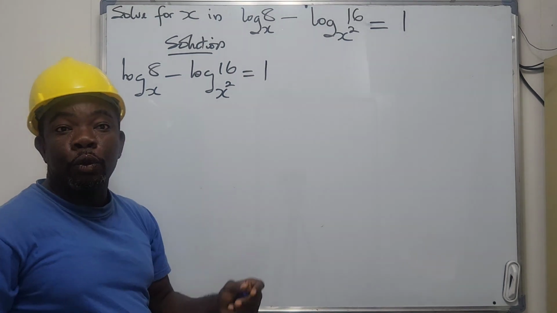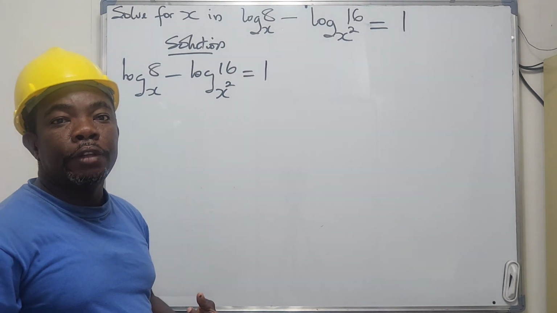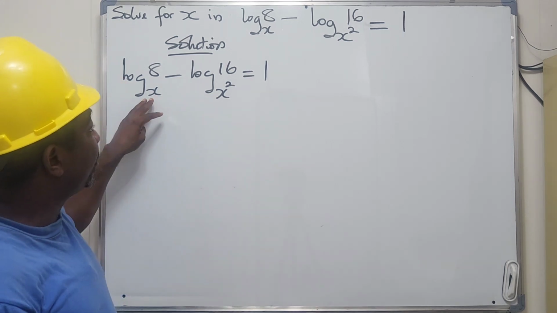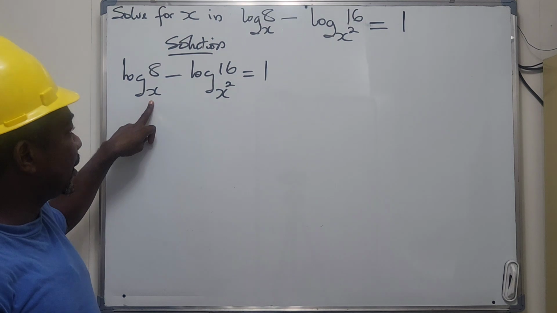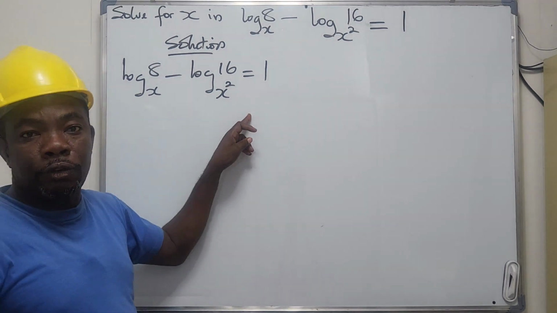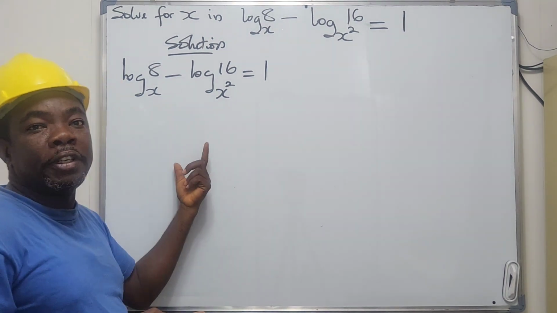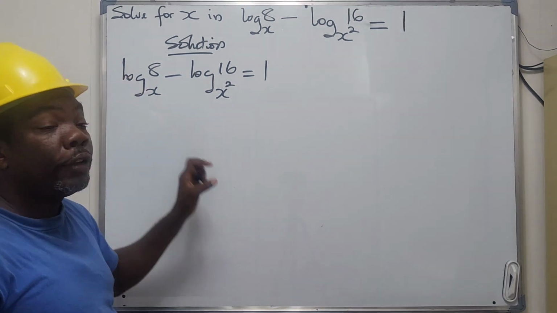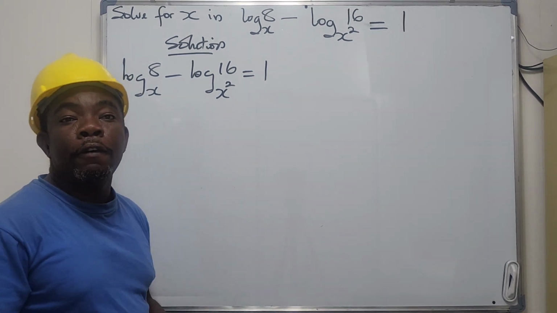When we have an equation like this, what we need to do is check the base of this logarithm. So the bases of this logarithm are base x and base x to the power of 2. So the leading base of this equation is base x. So what we are going to do is apply the change of base formula.